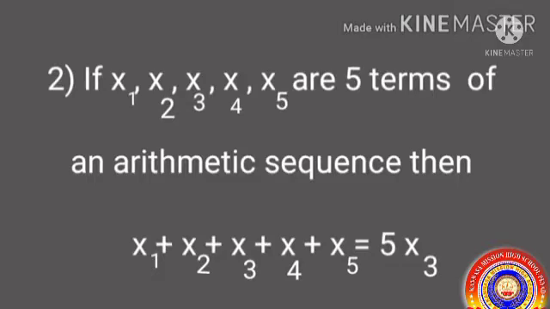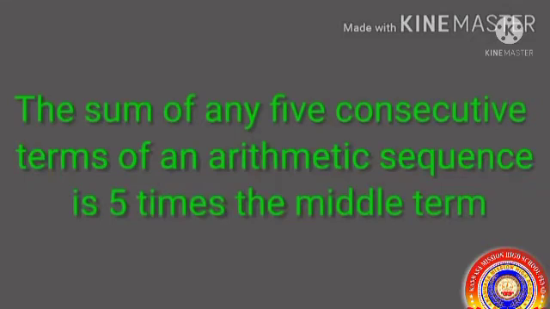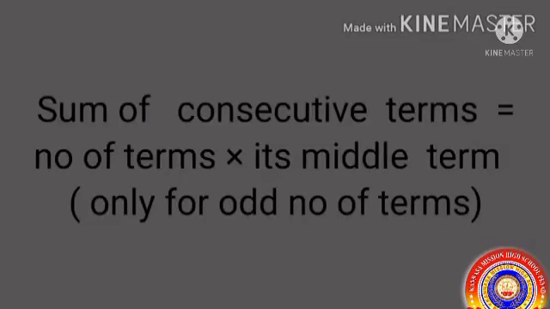If x1, x2, x3, x4, x5 are 5 consecutive terms of an arithmetic sequence, then x1 plus x2 plus x3 plus x4 plus x5 equal to 5x3, which means that the sum of any 5 consecutive terms of an arithmetic sequence is 5 times the middle term. In general, if the number of consecutive terms of an arithmetic sequence is odd, then the sum of the consecutive terms is equal to the number of terms times its middle term. Is it clear for you children?